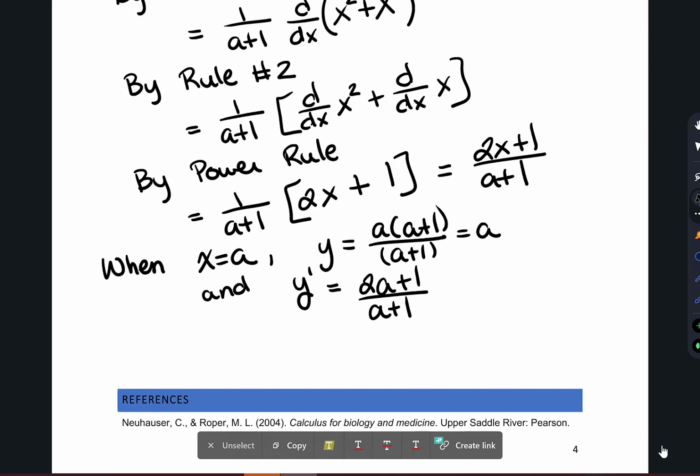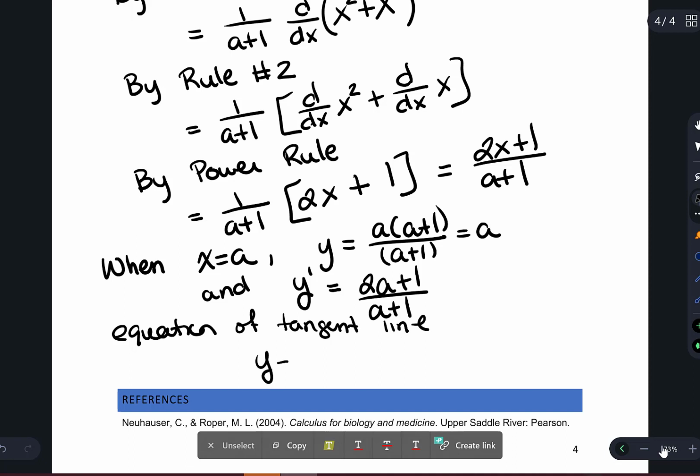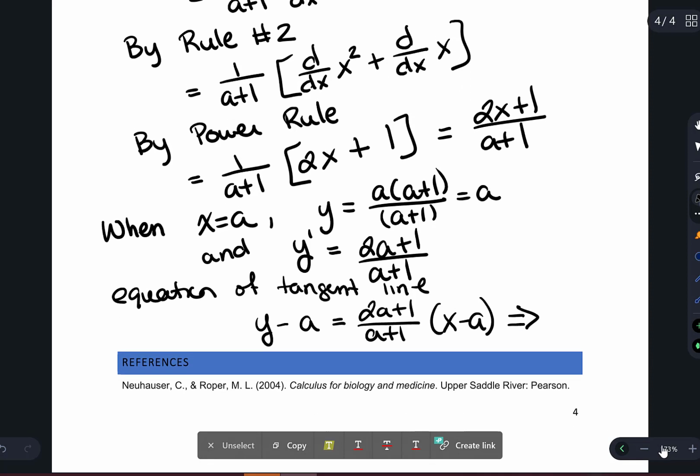So next we can write the equation of the tangent line just like we did before. So I'm going to have y minus a is equal to the slope, which is 2a plus 1 over a plus 1 times x minus a. And then from here, we could write that as, and I'm running out of space, so I'm just going to write it over this blue line, y is equal to 2a plus 1 over a plus 1 times x minus a squared over a plus 1.